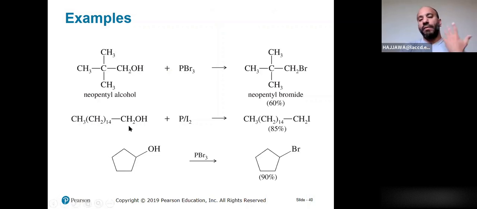Here's another example. So I have a primary alcohol in presence of phosphorus and iodine. What do I get? I get an iodide product. Here's a secondary alcohol in presence of PBr3. What do I get? I get the alkyl bromide.